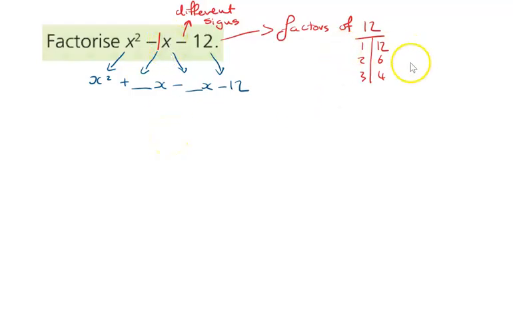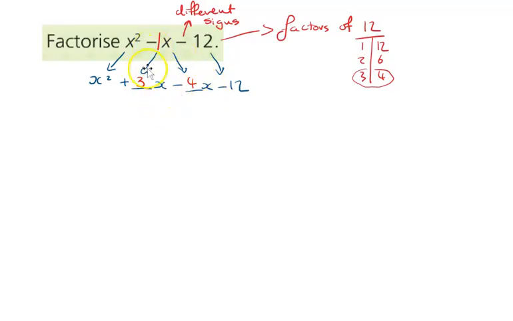If I was to go with 2 and 6, so if I had plus 2x minus 6x, I'd have minus 4x, which is not what we have here. And if I switched them around and had plus 6x minus 2x, I'd have positive 4x, which again is not what we have here. So 3 and 4, if I have plus 3x minus 4x, I end up with minus 1x, which is what we have here. So that's what we want. So I have 3x minus 4x gives me minus 1x.